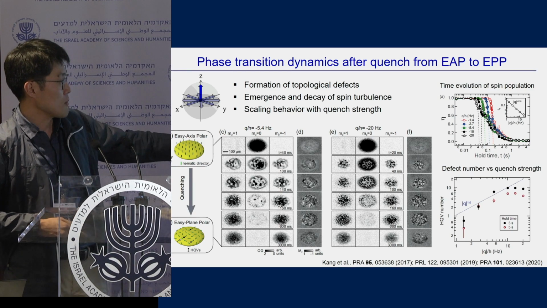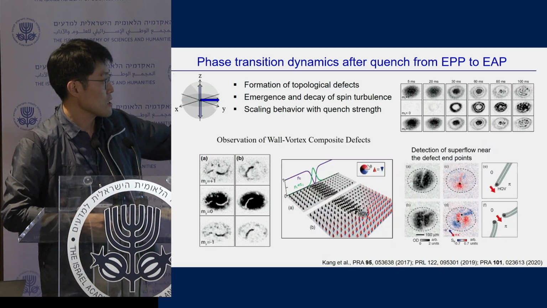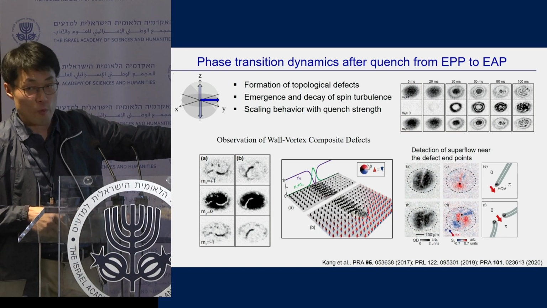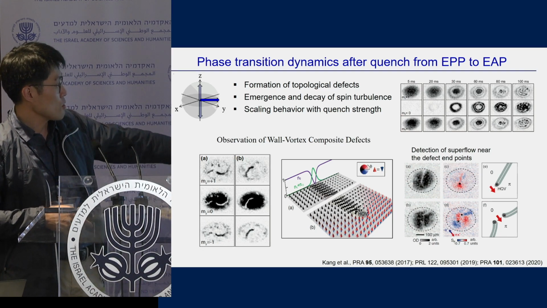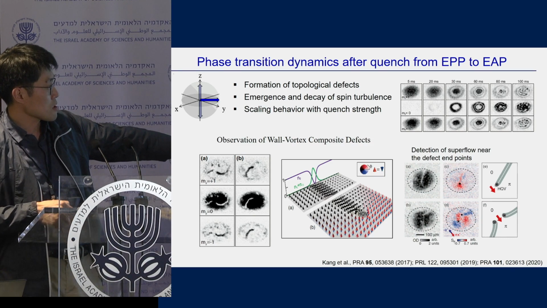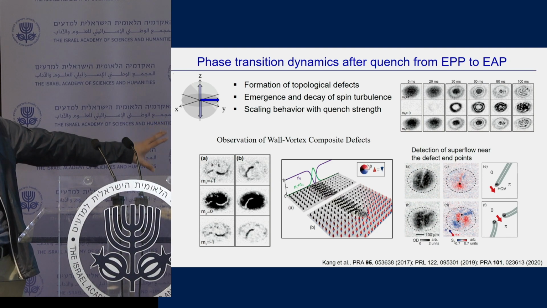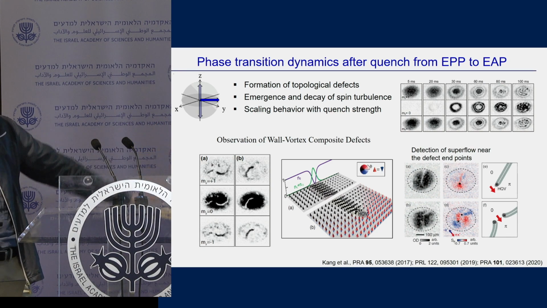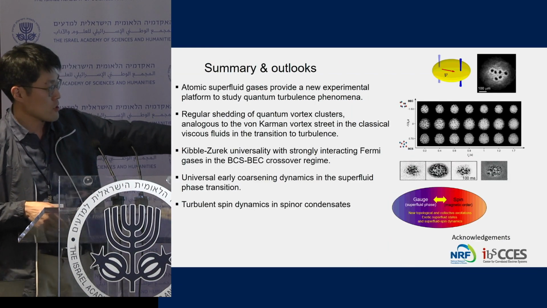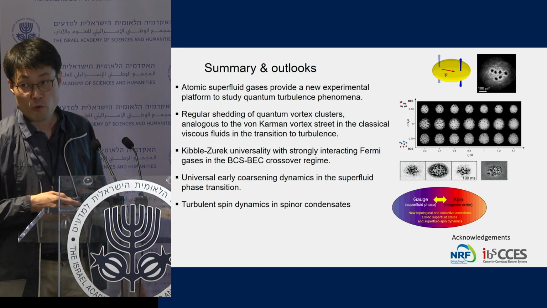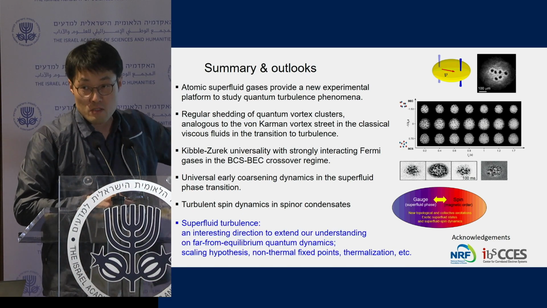Out of this, we could study spin turbulence, and also some type of scaling behavior and defect formation scaling. And then also an interesting topological object, which is named a wall-vortex composite defect. This is a wall terminated by a half quantum vortex there. So we figured out the structures there and confirmed it is the wall-vortex composite defect in the special quench experiment. Okay, this is a summary slide.